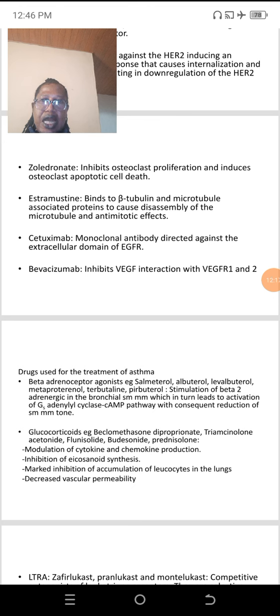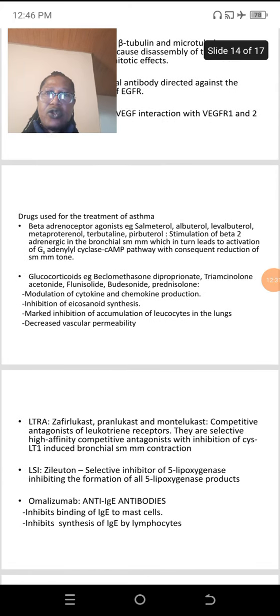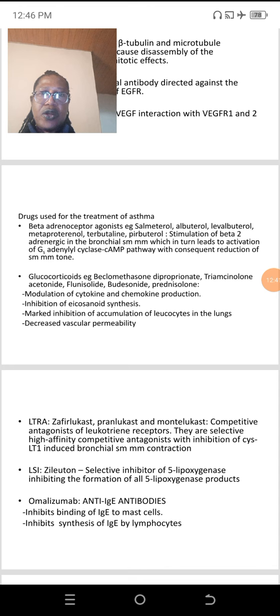Modulating cytokine and chemokine production, 2. Inhibition of eicosanoid synthesis, 3. Marked inhibition of accumulation of leukocytes in the lungs, 4. Decreased vascular permeability. Then the leukotriene receptor antagonists, zafirlukast, pranlukast, and montelukast, are competitive antagonists of leukotriene receptors.